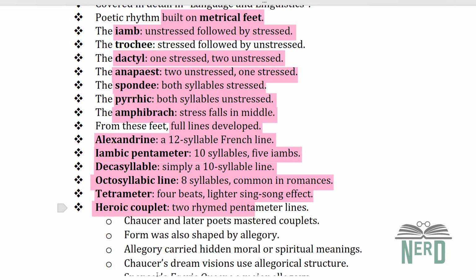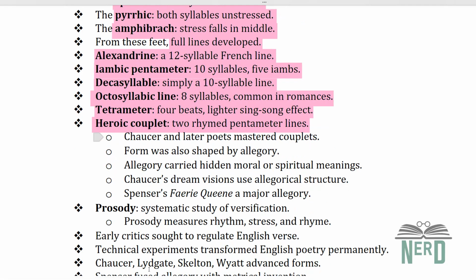And perhaps most significant for English poetry is the heroic couplet, 2 rhymed lines of iambic pentameter, which became a hallmark of both Chaucer's narrative poetry and later poets such as Dryden and Pope. But form was not only about rhythm. This was also the age of allegory, where stories carried hidden moral or spiritual meanings beneath their surface plots. Allegory would become a defining mode from Chaucer's dream visions right through to Spenser's Faerie Queene. And tying all of this together is prosody, the study of versification, which began to take shape as poets and critics tried to describe, measure, and regulate the patterns of English verse.